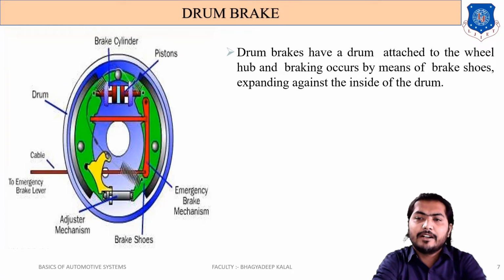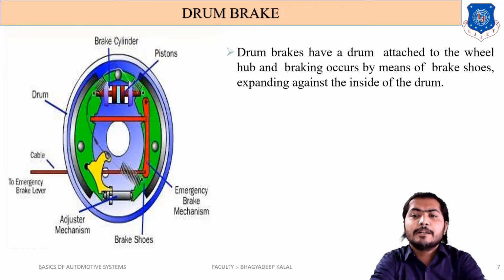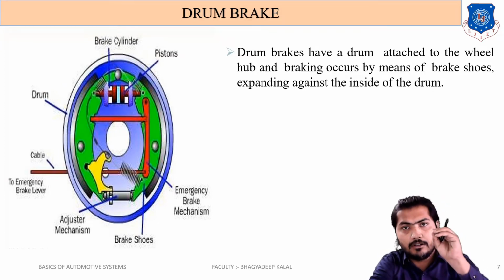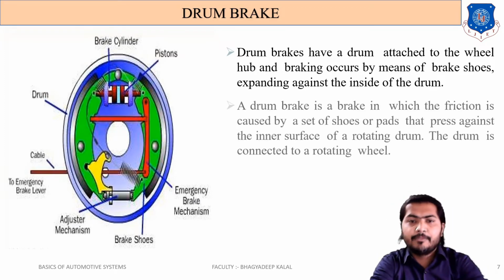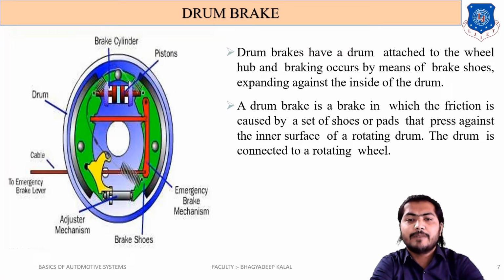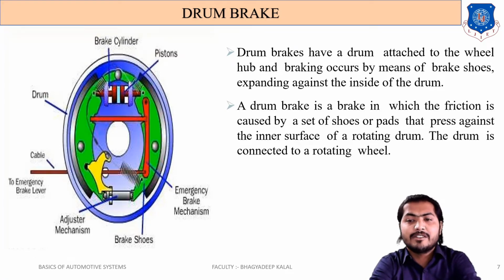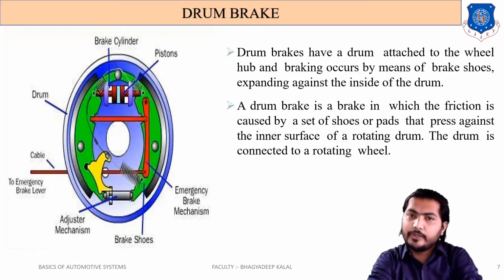A drum brake has a drum attached to the wheel hub, and braking occurs by means of brake shoes expanding against the inside of the drum. That means the brake shoes expand when you push your pedal. Next, a drum brake is a brake in which the friction is caused by a set of shoes or pads that press against the inner surface of the rotating drum. The drum is rotating. The drum is connected to the rotating wheel.